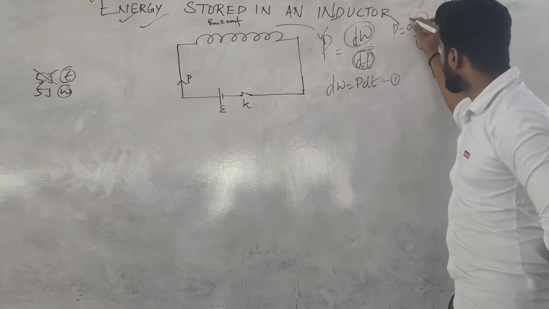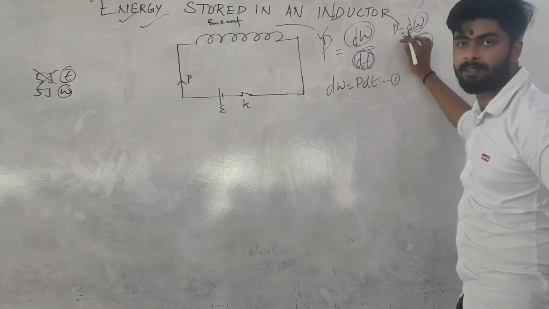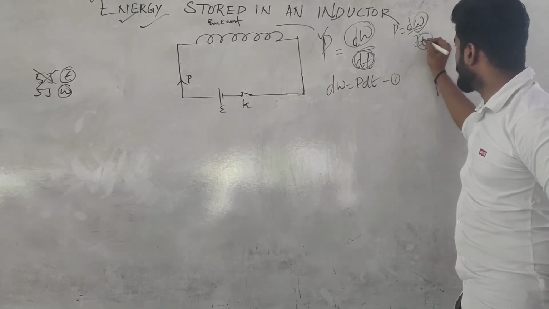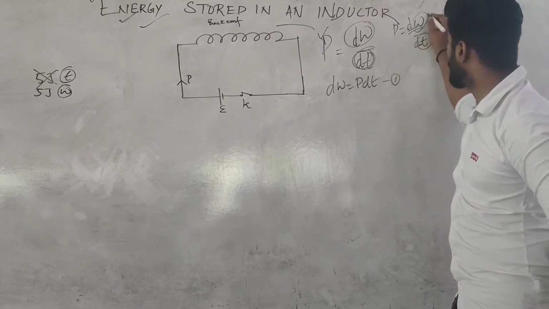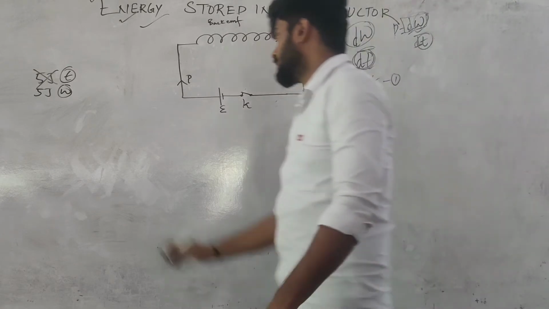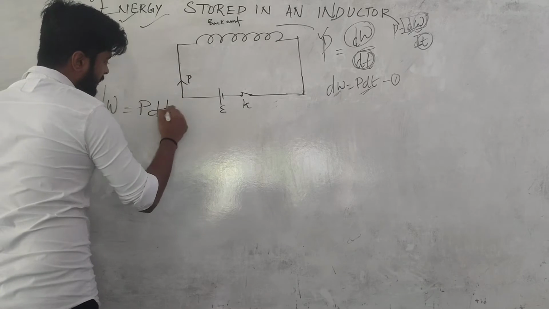If the inductor is doing a very small work, we have to only find the small work done by the inductor, and we will integrate it so that we get the total work. So in a small time, small work: dW by dt, which is P. From here you get dW. What is dW? P into dt. So this will be our starting equation: dW is equal to P dt.